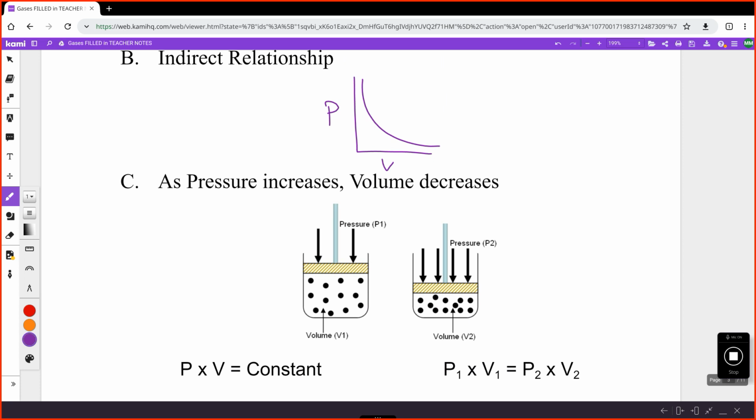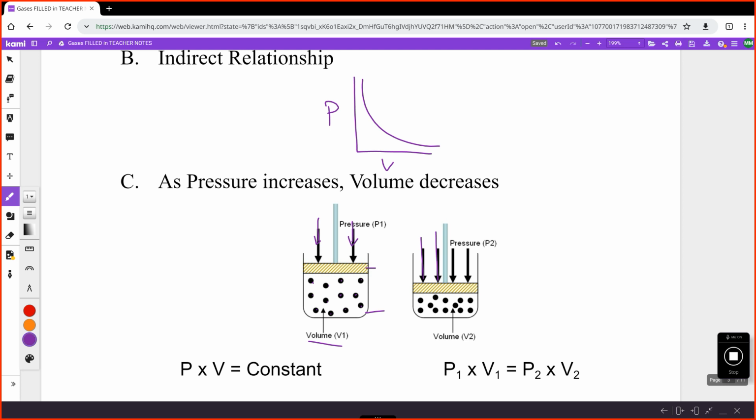In this movable piston example that we have right here, you see that we have 1, 2, 3, 4, 5, 6, 7, 8, 9, 10, 11, 12 gas particles. They have 2 arrows of pressure, and therefore they set themselves at this particular volume, whatever that happens to be.